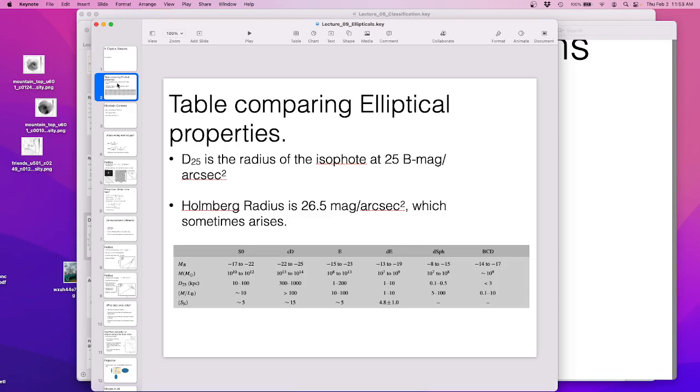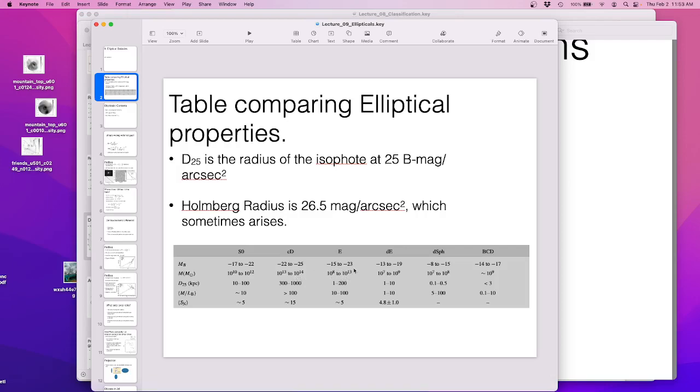and there are once again tables in the reading that I would like you to spend a minute with and look at the numbers and get a feeling for how these things behave. So what are the masses of these objects? The mass of an S0 galaxy is like 10 to the 10 or 10 to the 12 solar masses. The mass of a cD galaxy is like 10 to the 13, 10 to the 14. So that's like an order of magnitude or two larger than the Milky Way.